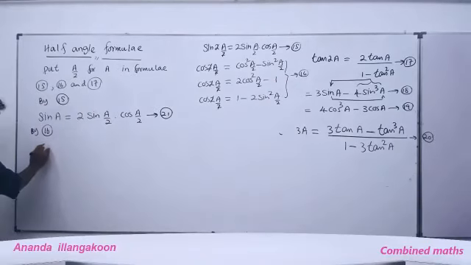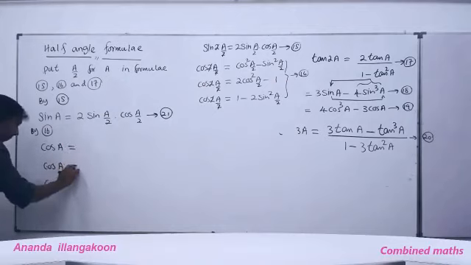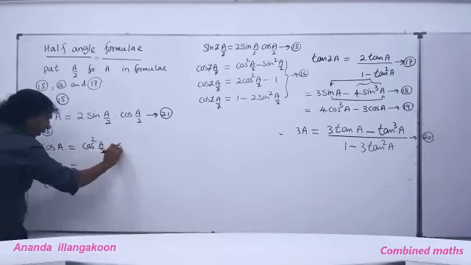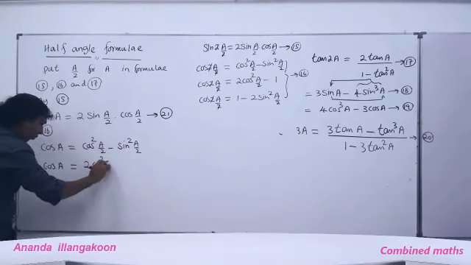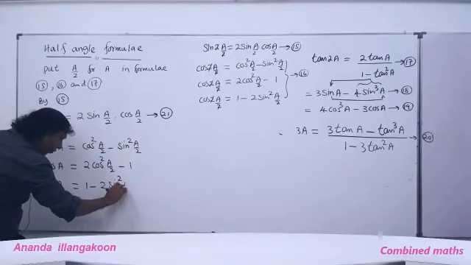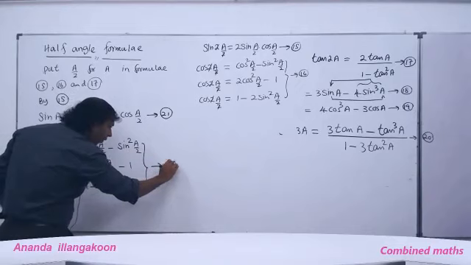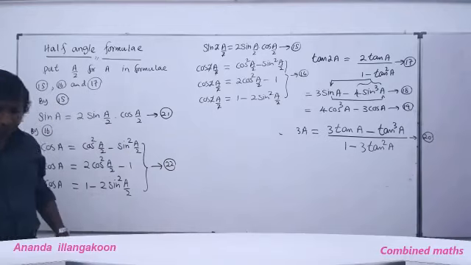Then we get cos a has three formula, people here. Cos a. First one is cos square a by 2 minus sin square a by 2. Second one, 2 cos square a by 2 minus 1. Third one, 1 minus 2 sin squared a by 2. These three together, we take as the formula number 22. Right now? Okay.